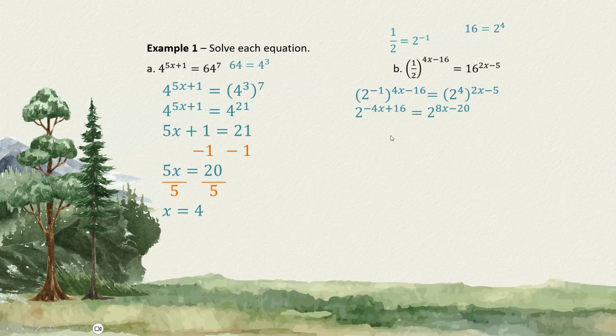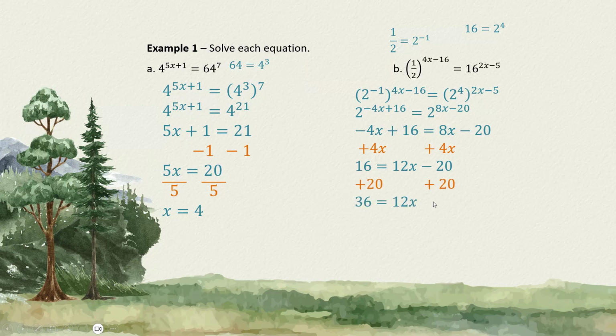Now that our bases are the same, our exponents can be set equal to each other, and then we can solve for x. We want to get the variable to one side, so we would add 4x to both sides. To isolate x, we would add 20 and then divide by 12.